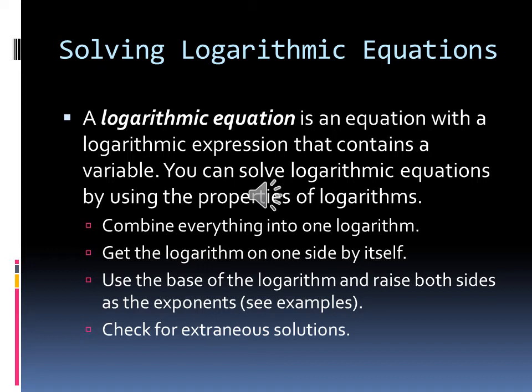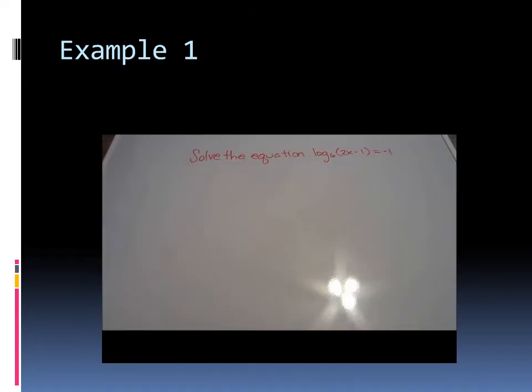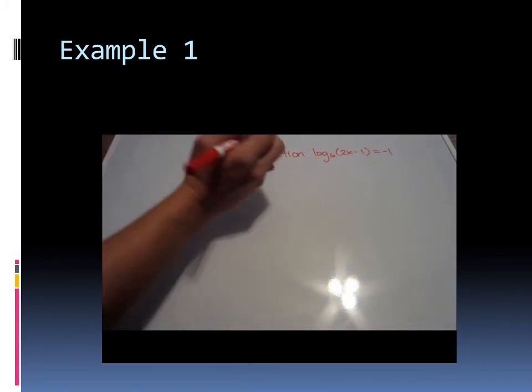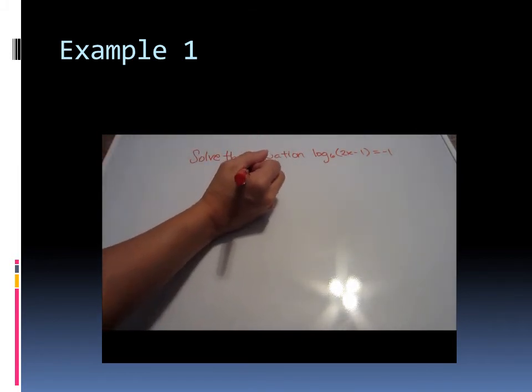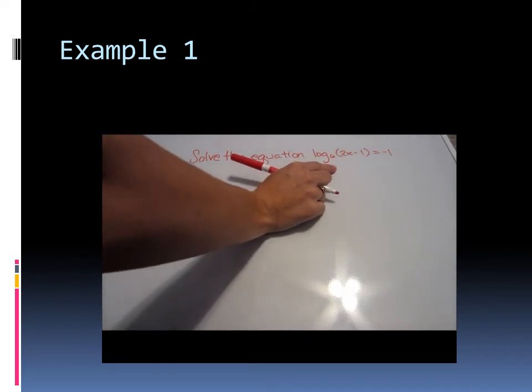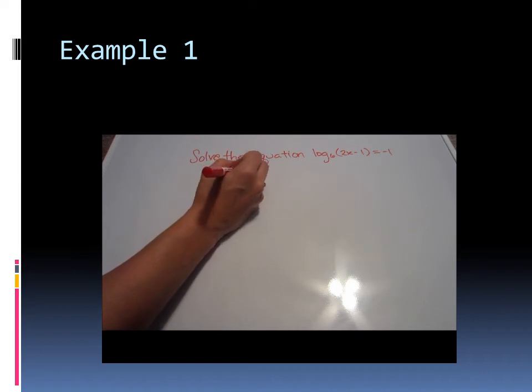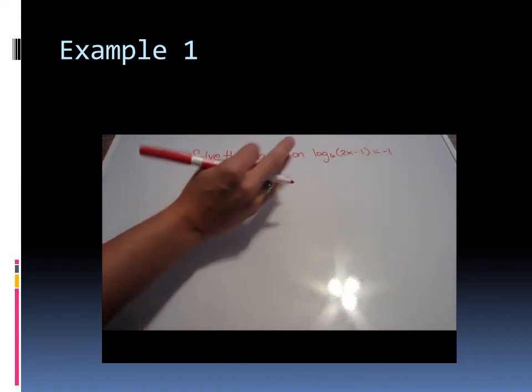Then we want to use the base of the logarithm and raise both sides as the exponents. The last thing we need to do, just like in rational and radical equations, is check for extraneous solutions. Sometimes you will have an extra solution that makes the function undefined. Here we're going to solve the equation log base 6 of 2x minus 1 is equal to negative 1. We already have the log by itself, so we're going to raise both sides as an exponent with base 6 because that's the base of our logarithm.